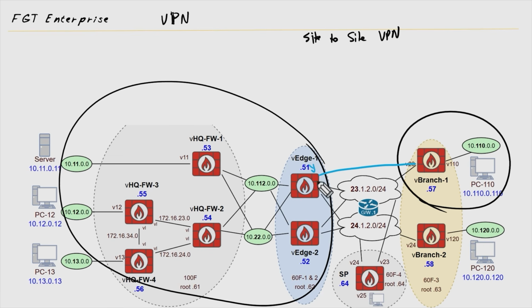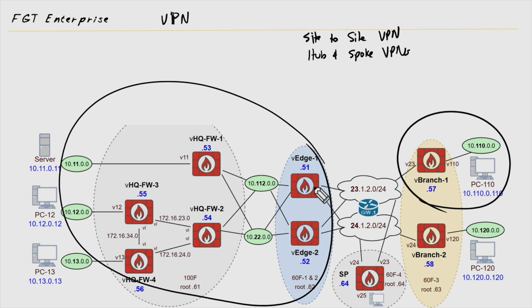The traffic would be encrypted here by this edge device, shipped over the internet, and because it's encrypted, anybody stealing that data can't make sense of it. The branch office would decrypt that information and then forward it on to its destination. Another option for VPNs is called hub and spoke.